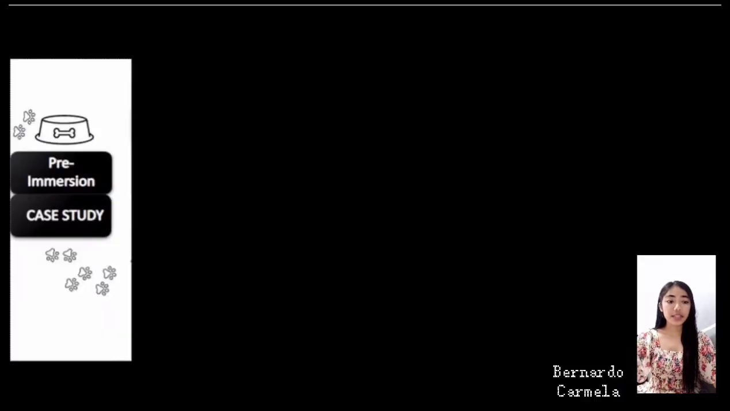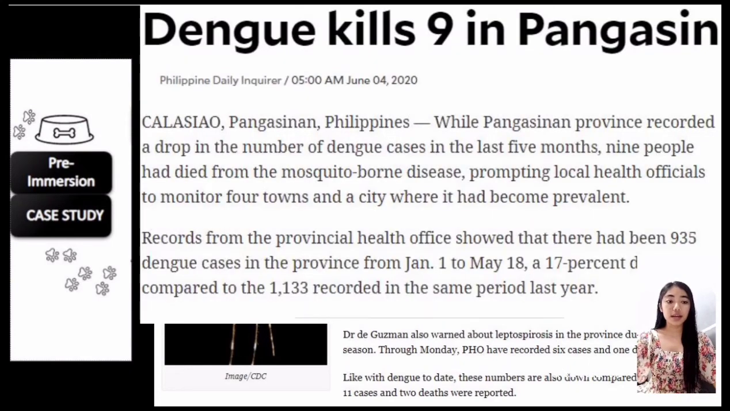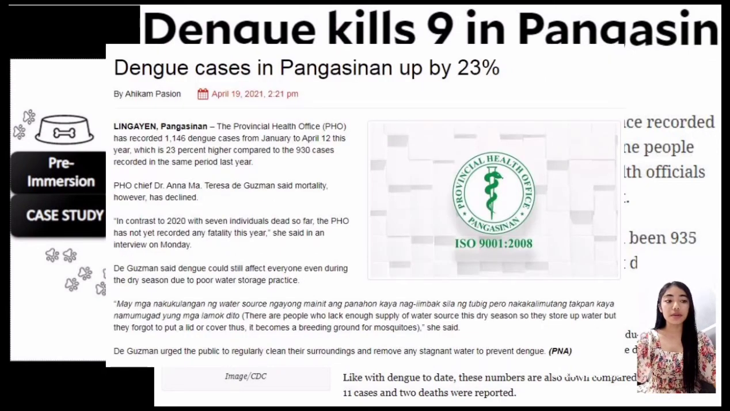The primary stage of this project is the case study. This includes collection of data from the provincial to city health office regarding the number of dengue hemorrhagic fever cases in a particular location recorded in the past 3 years.